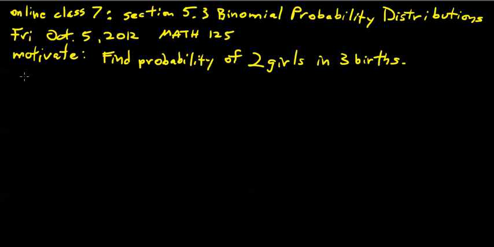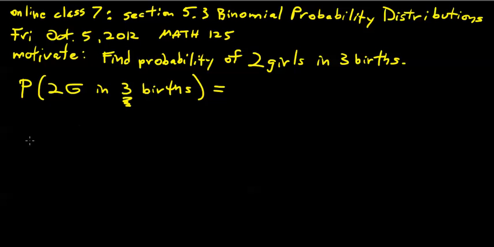So I'm going to shorthand it like this. The probability of 2 girls in 3 births. And, well, we know how to do that. We know that in 3 births, there's how many outcomes? There's 8 outcomes. We can list them all in brute force fashion. Boy, boy, boy. Boy, boy, girl. Boy, girl, boy. Boy, girl, girl. Girl, boy, boy. And on down the line.